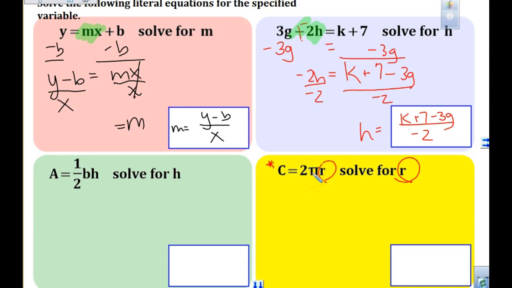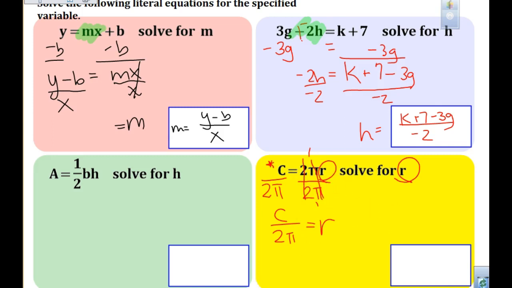I have 2 times pi times r. What do I have to divide both sides by? 2 and pi. Because now that gives me 1 over 1. 2 pi over 2 pi, and over here I'm going to divide by 2 pi. Am I now going to have 1r? Yes, because those cancel as 1 over 1. So r equals, do you see how this one was even easier than our other ones? Like we didn't have as many steps. You're just dividing. Everything was being multiplied.